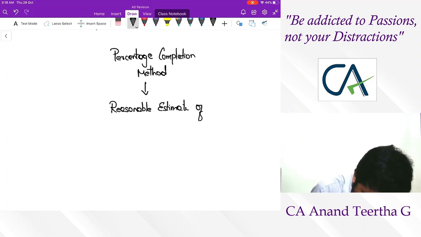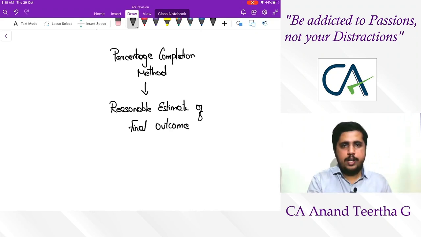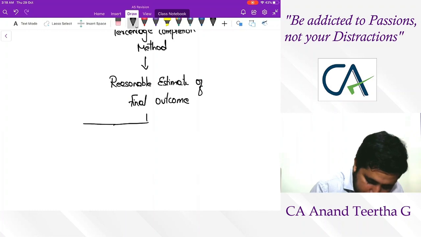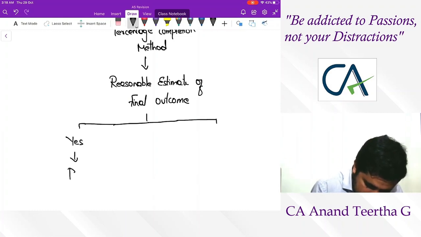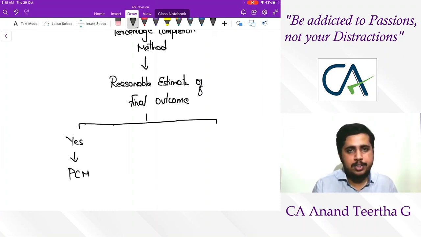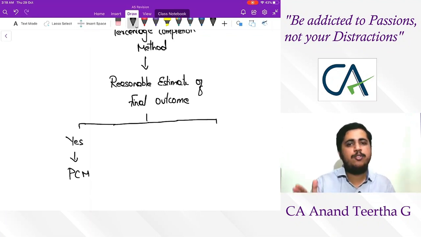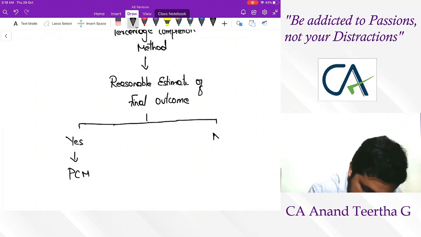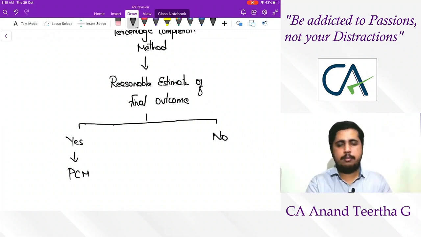Reasonable estimate of final outcome. Basically, if there is a reasonable estimate of final outcome, then apply the percentage completion method. So to apply this method, there has to be a reasonable estimate of final outcome. Now, what do we mean by reasonable estimate of final outcome? We will see that later. If it is there, then apply the percentage completion method. A question comes: it's not there, sir. There is no reasonable estimate of final outcome.